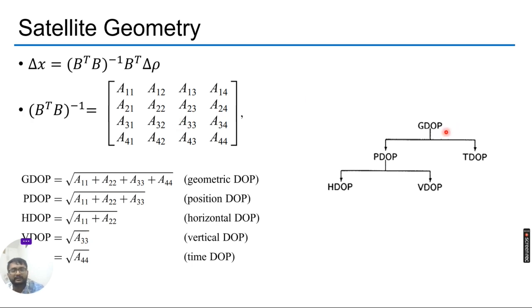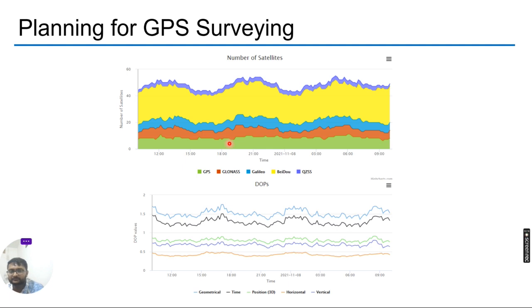So it is divided into the positional DOP, which includes the horizontal and vertical dimensions, and this fourth dimension is representing time. So this is the error in X, error in Y, error in Z, and the error in time. And then how our satellites will look.